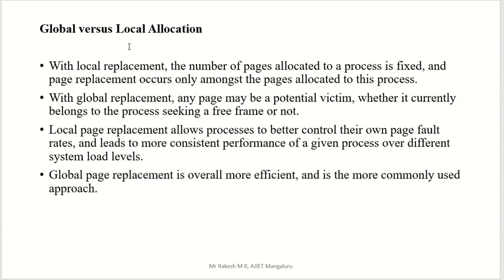Next we have global versus local allocation. So what do you mean by this? With local replacement, the number of pages allocated to a process is fixed, and page replacement occurs only amongst the pages allocated to this process.